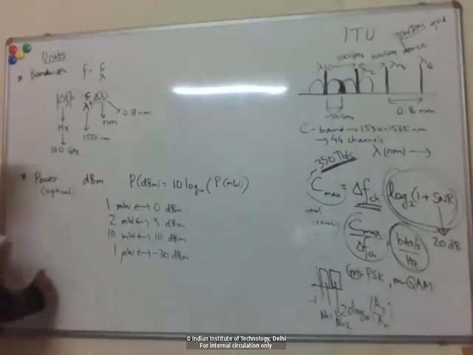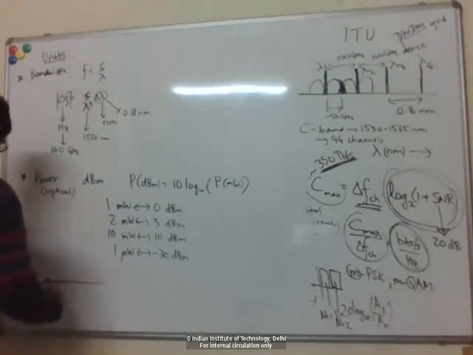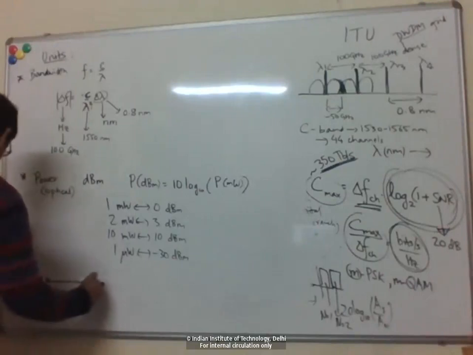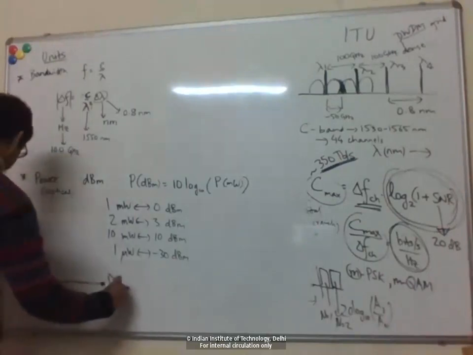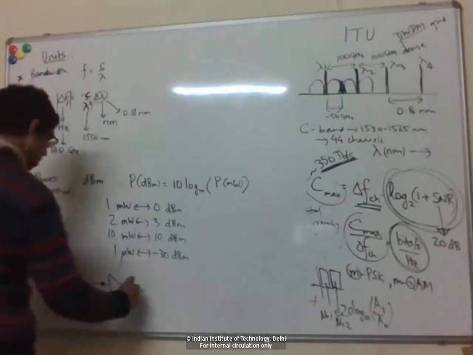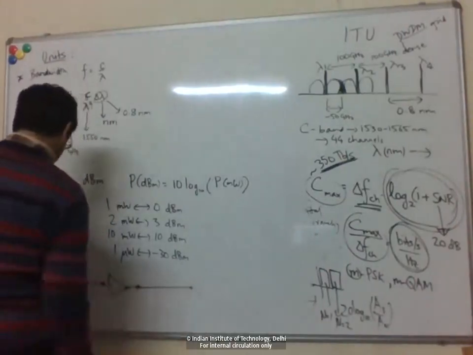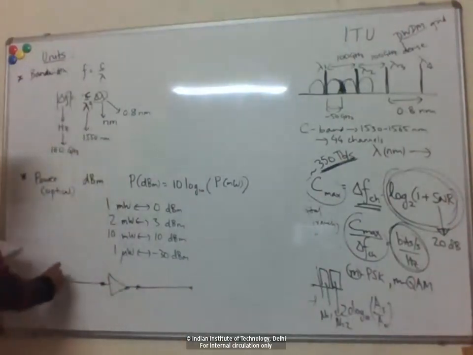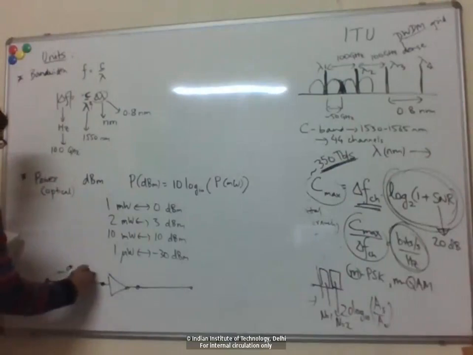So let's say you have a link like this, for example. You have the transmitter here, and then you have some length of fiber. Then you have some amplifier in between. Then you have another length of fiber or something. Let's say you have some loss here, so you have 9 dB loss, right?